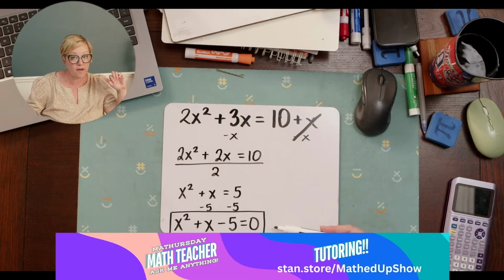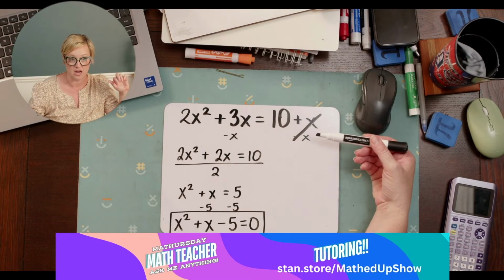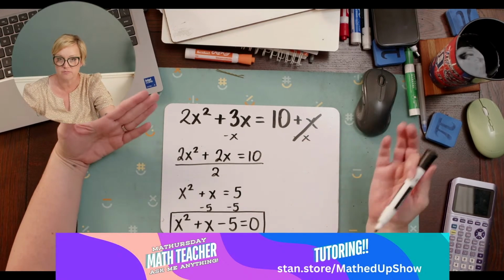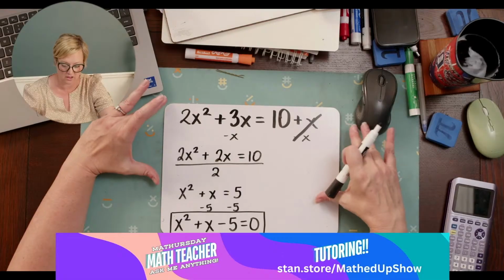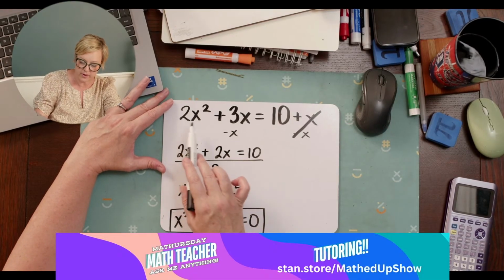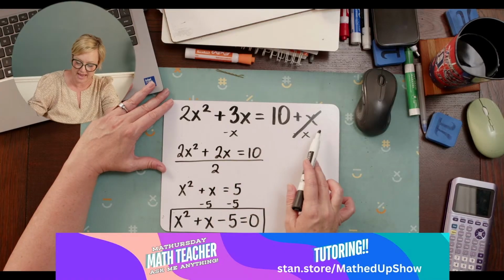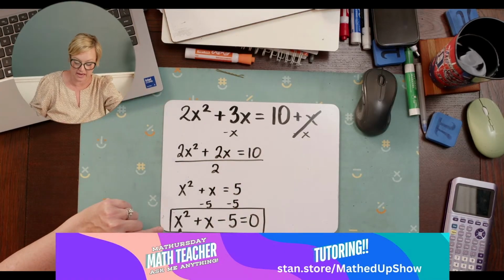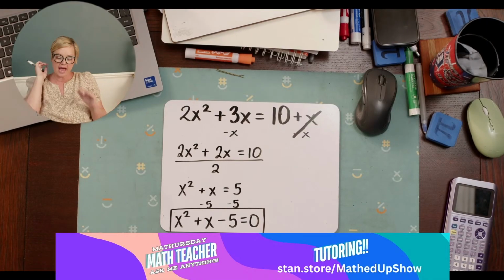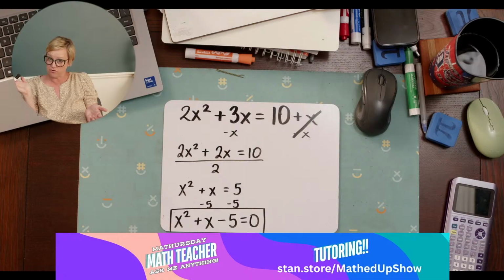Now, this is equivalent to what I started with up at the top, right? It's equivalent to up here because everything that we did was balanced. It followed the properties, all of that good stuff. So this right here, 2x squared plus 3x equals 10 plus x, is the same thing as x squared plus x minus 5 equals 0. Same exact thing.